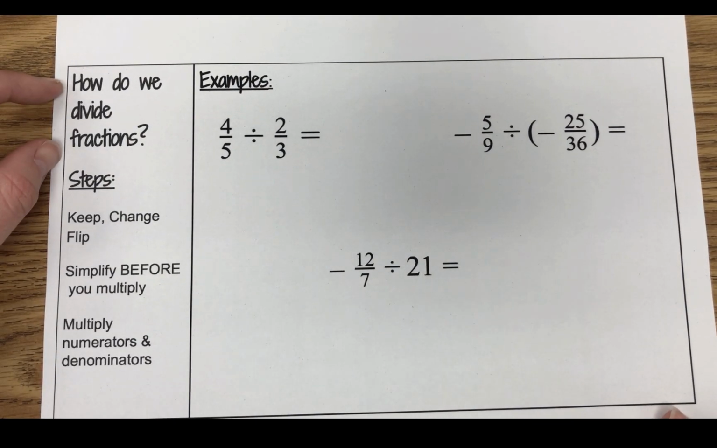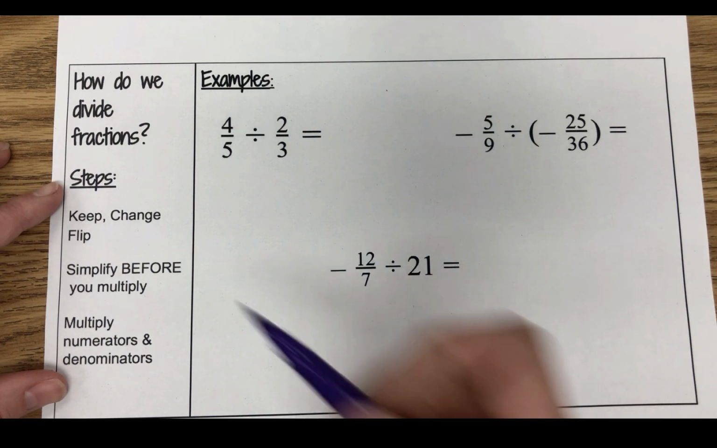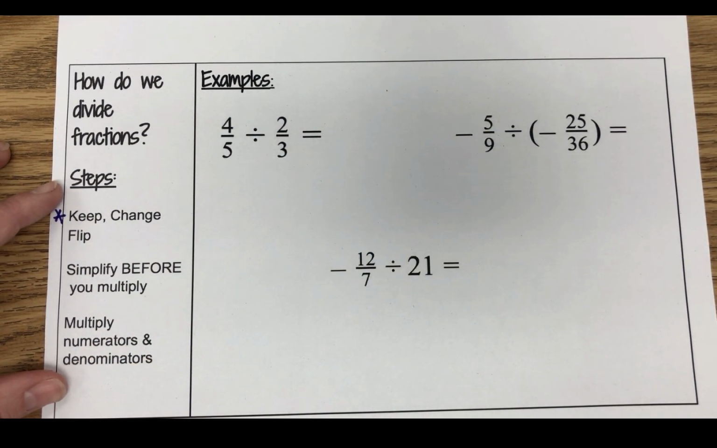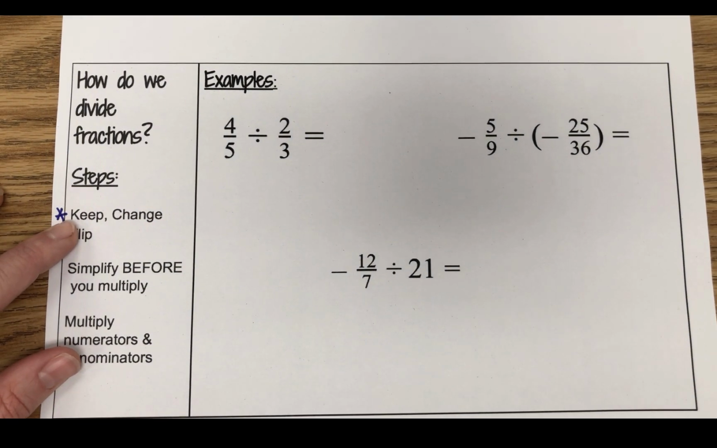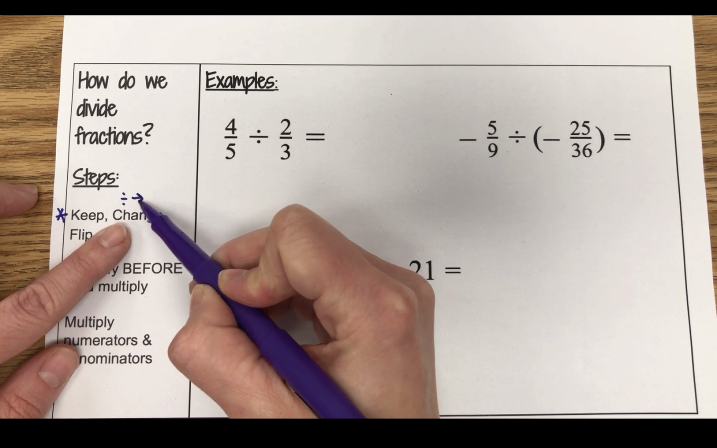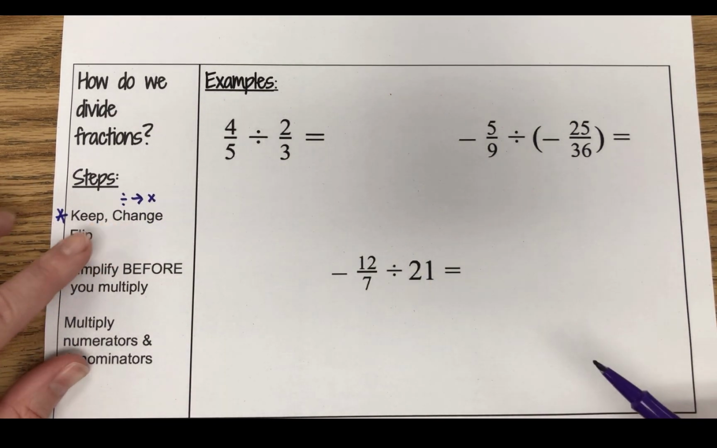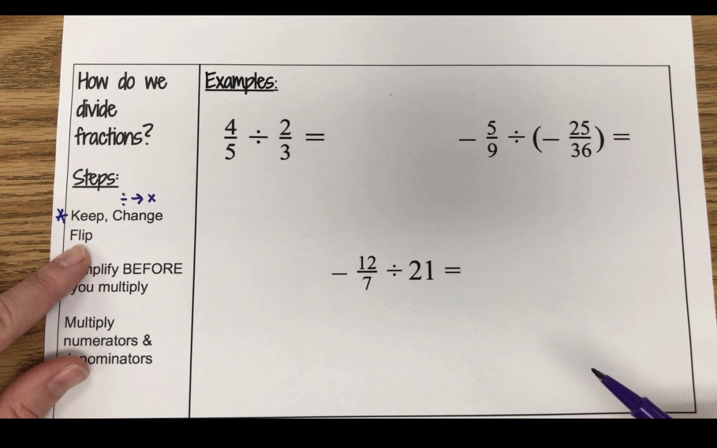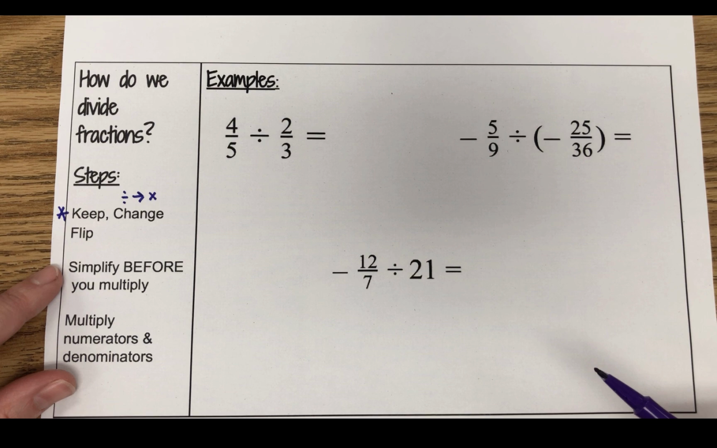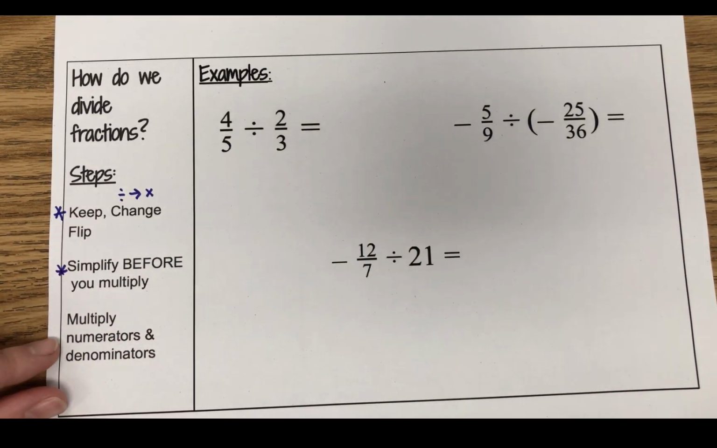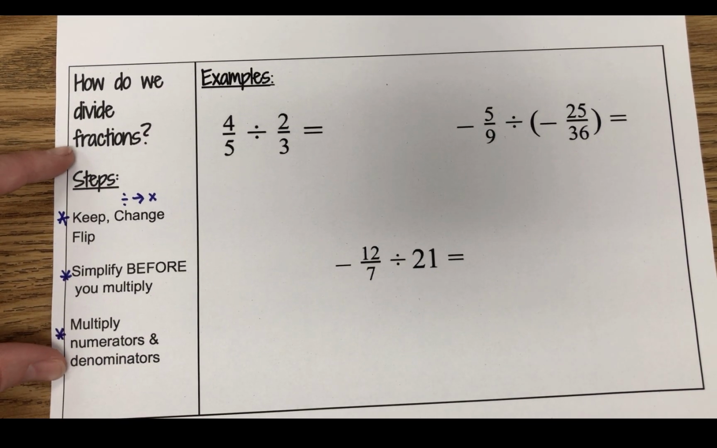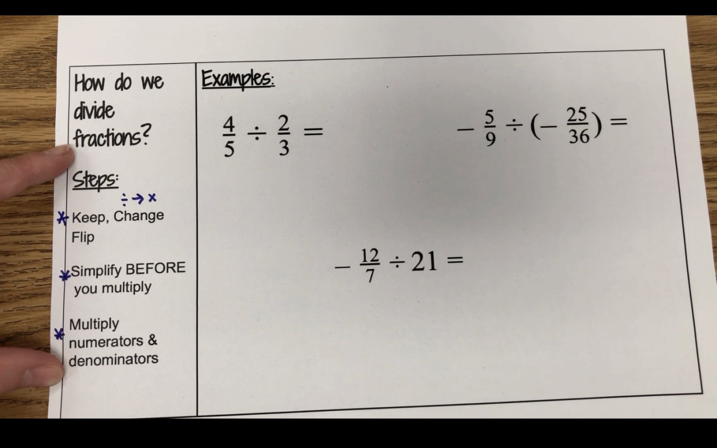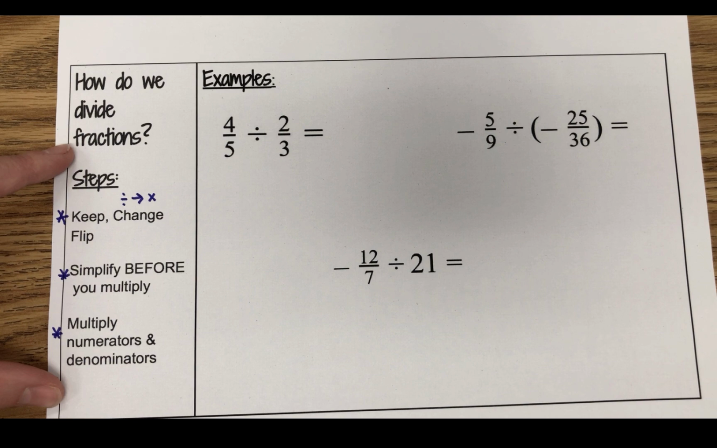So now let's use this to divide fractions. Find the next chunk in your notes. How do you divide fractions? Here are our steps. Write these down. We know that dividing is the same as multiplying by the reciprocal. So we are going to keep our first fraction. We're going to change division to multiplication, and we're going to flip. We're going to find the reciprocal of that second fraction. Then we have a multiplication problem, so we're going to simplify before we multiply. And then to multiply fractions, we just multiply our numerators and denominators. Go ahead and write those steps down. Pause the video if you need to.